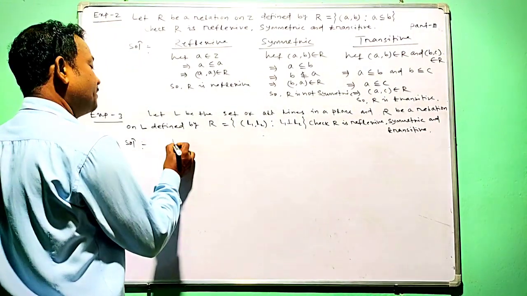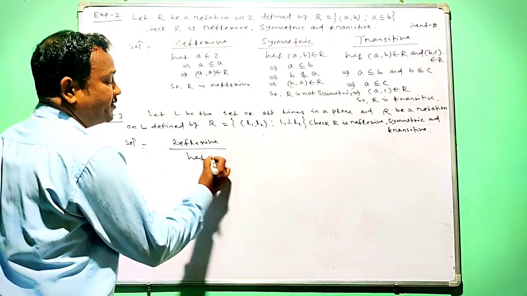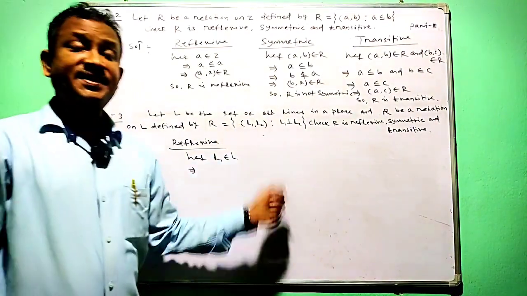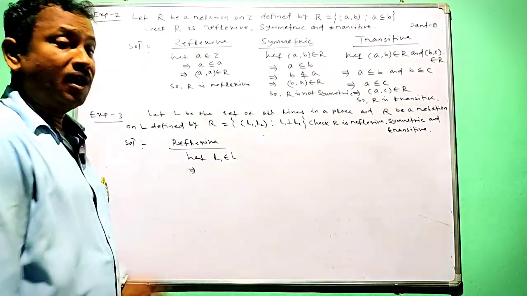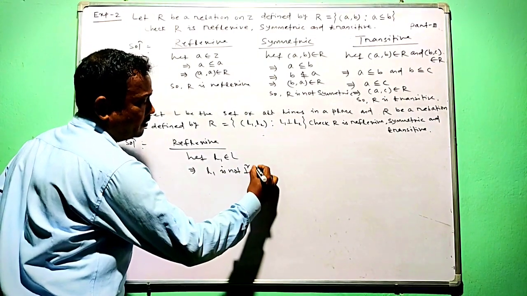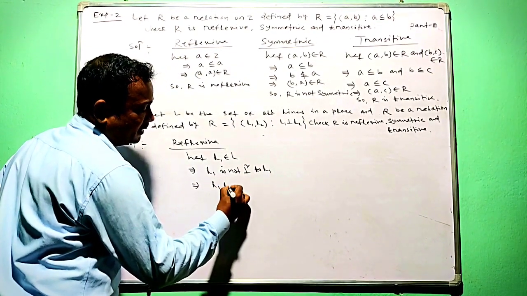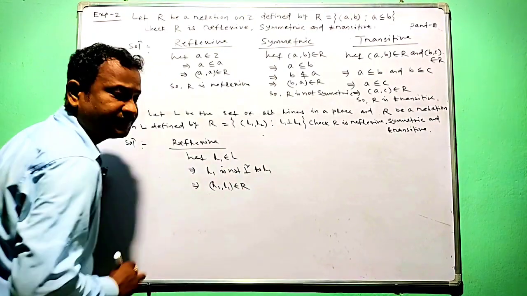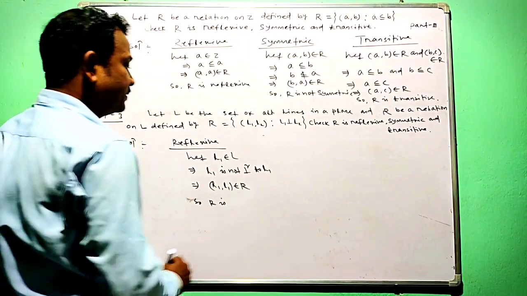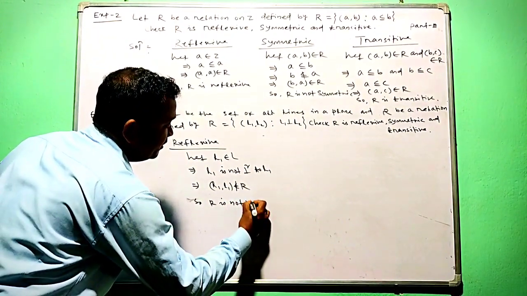First to test reflexive. Let L1 be an element of L. Then we cannot say one single line is perpendicular to itself. That means L1 is not perpendicular to L1. That implies (L1, L1) is not an element of R. So R is not reflexive.